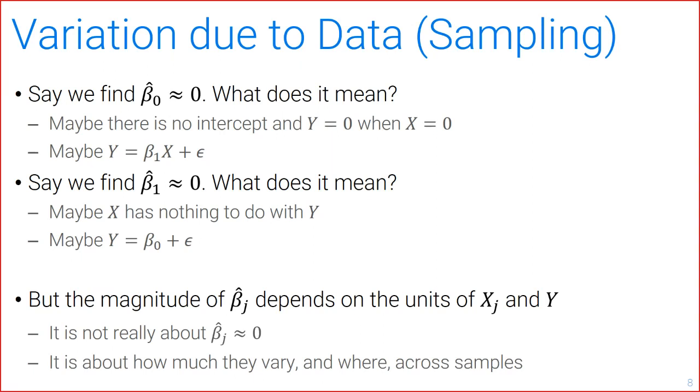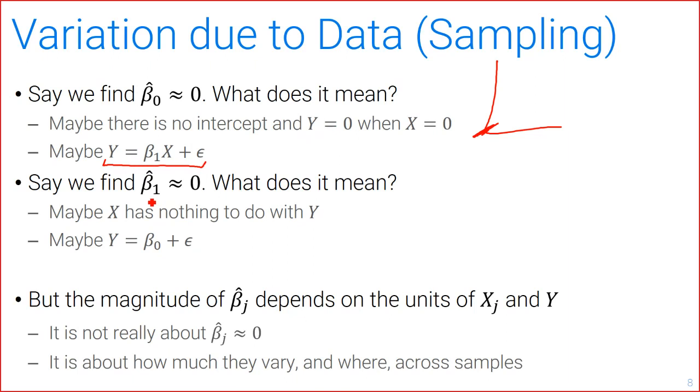And so let's see, this is variability due to the data, due to sampling data. So let's say that we find a beta 0 that is very close to 0. What does it mean? Well, maybe it means that there is no intercept and that y equals 0 when x equals 0. So that means if you look at the scatter plot, the regression line crosses here the origin. So maybe the true model is something like this. There's no beta 0.